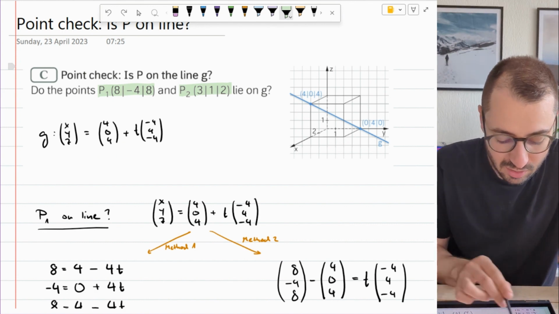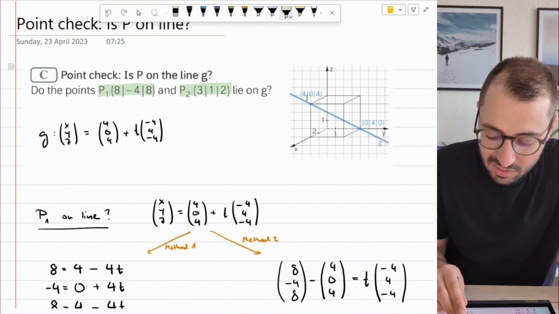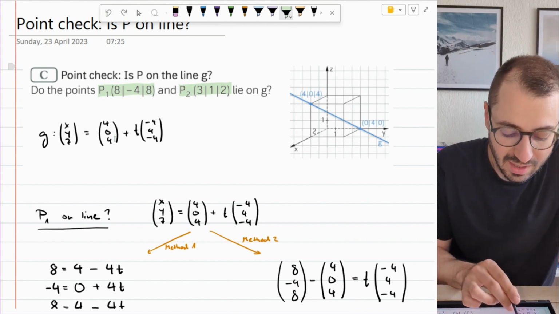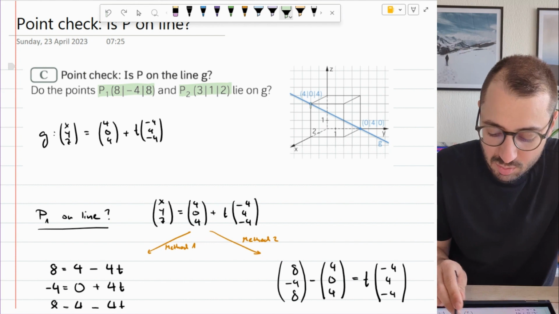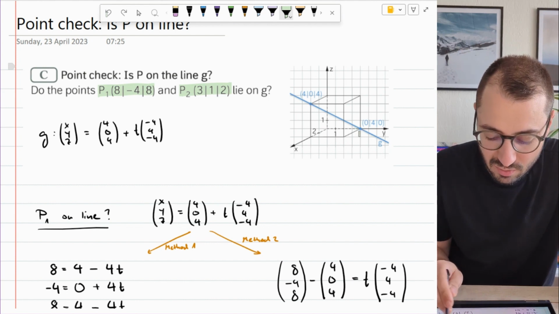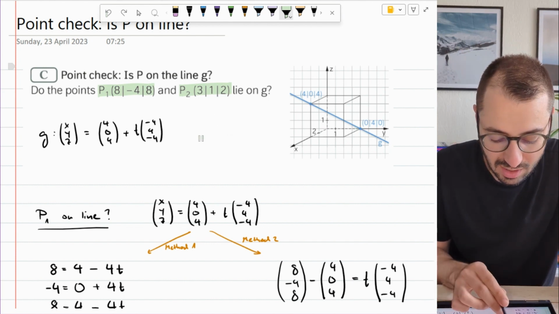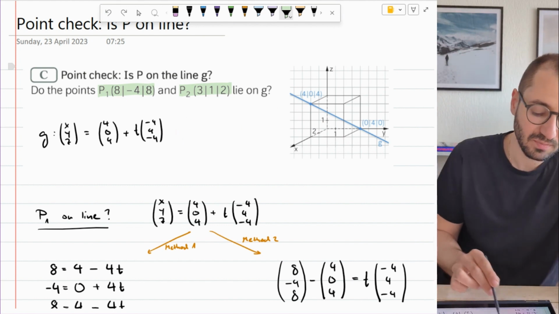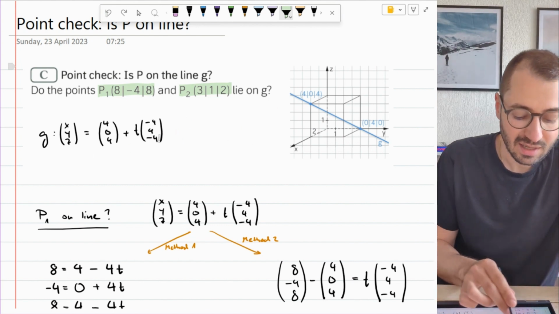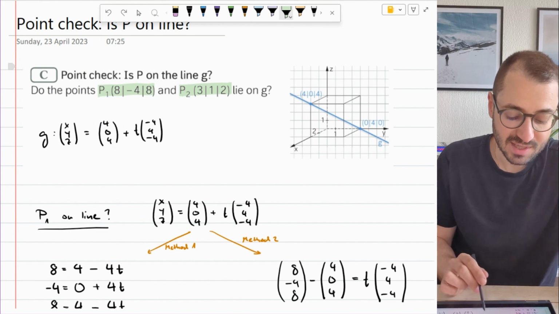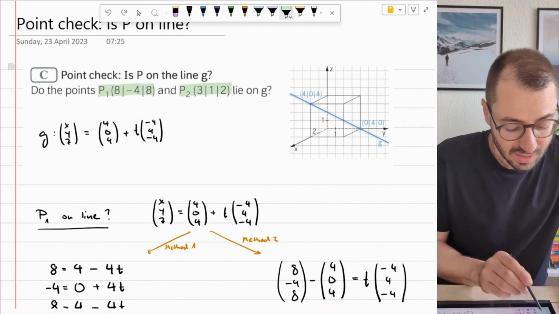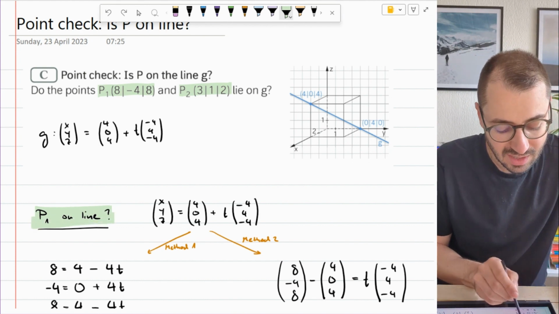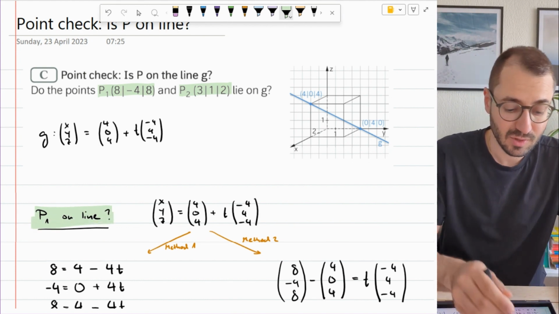So basically, you need a position vector. We choose the vector (4, 0, 4) here. And then you need a direction vector. That's the vector from this point to this point, so (-4, 4, -4). So this point direction form describes our line G. Now the question is, does P1 lie on the line?